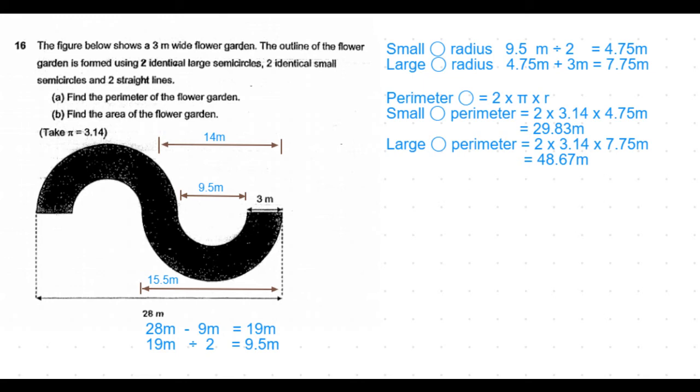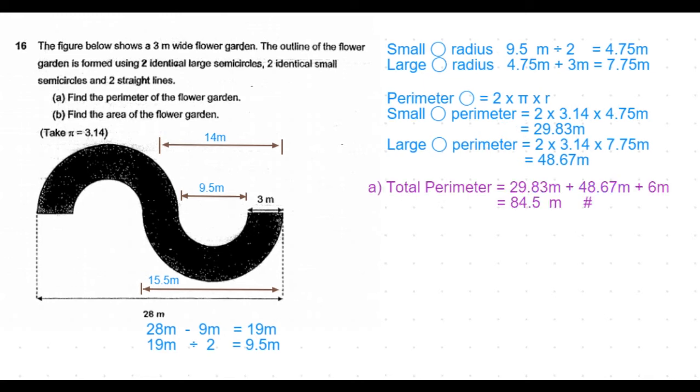So the total perimeter of the figure is the smaller circumference plus the larger circumference plus 6 meters, because we have two 3-meter lines on either side of the garden. So those two 3 meters make 6 meters. So all together added up gives us 84.5 meters. That's the answer for part A of the question.